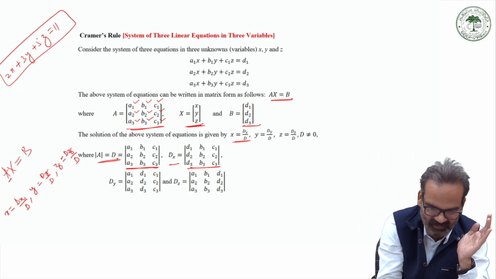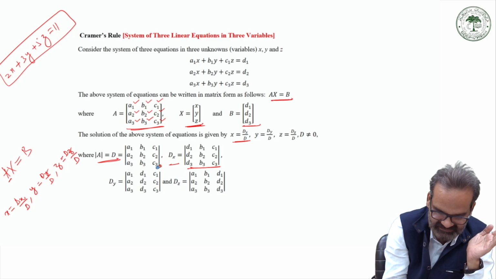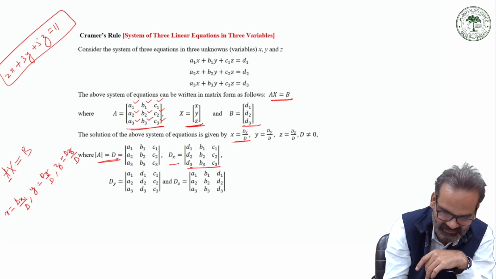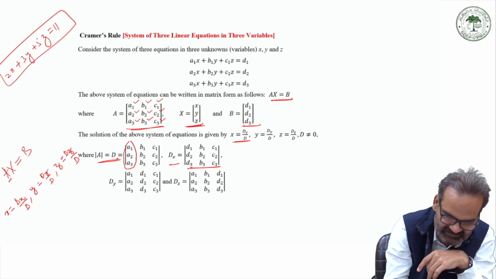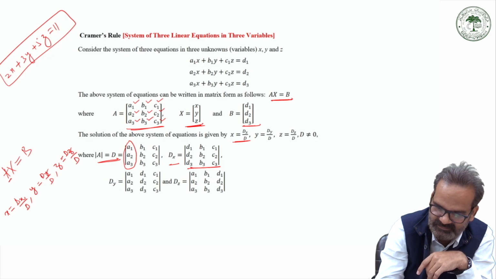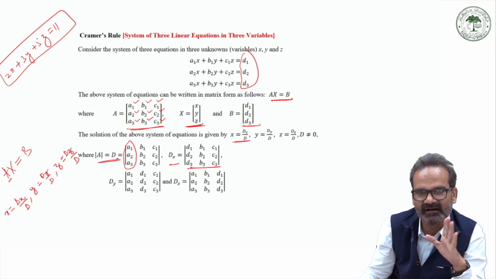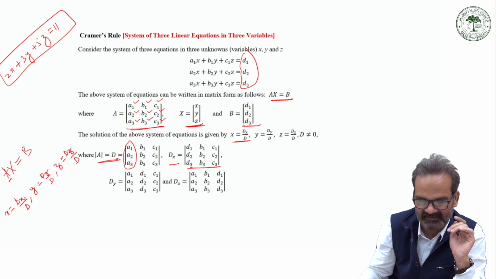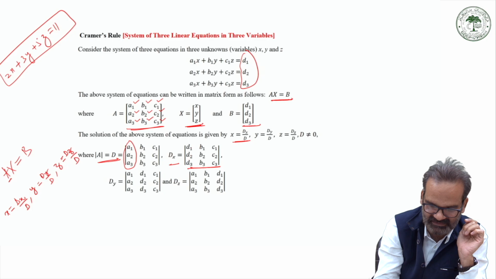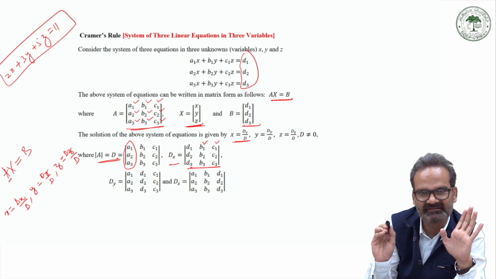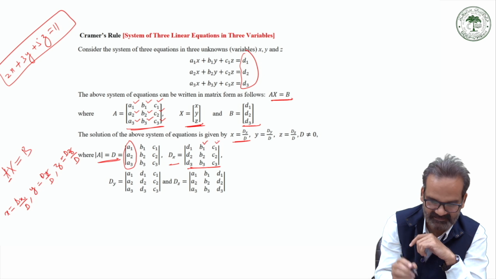The first column of D, see this. Let me explain once more. The first column of D should be replaced by the right hand side D1, D2, D3. The second and third columns will remain as they are. See, D1, D2, D3, and the second and third columns remain unchanged. This is how we can get Dx.